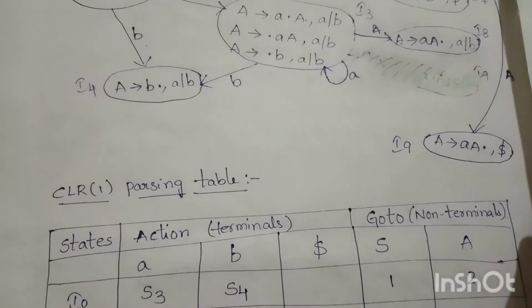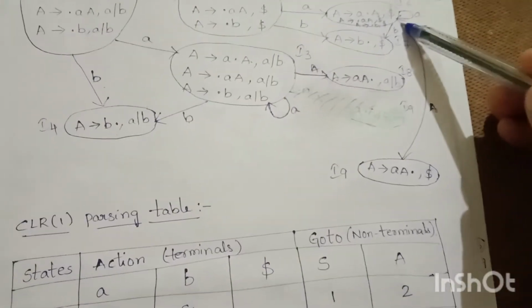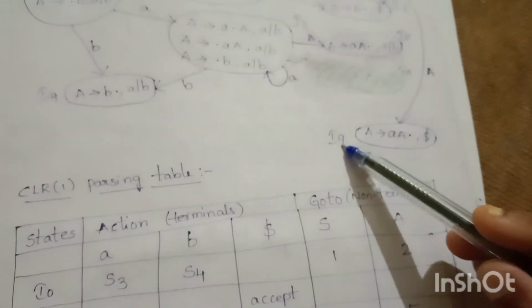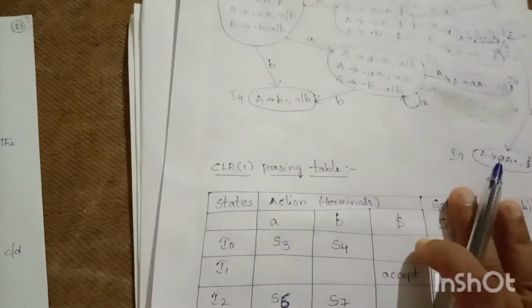So next, this is how we write. See here on I6: on I6, on capital A, it is moving to state I9. So write here 9. This is how we construct the CLR(1) parsing table.